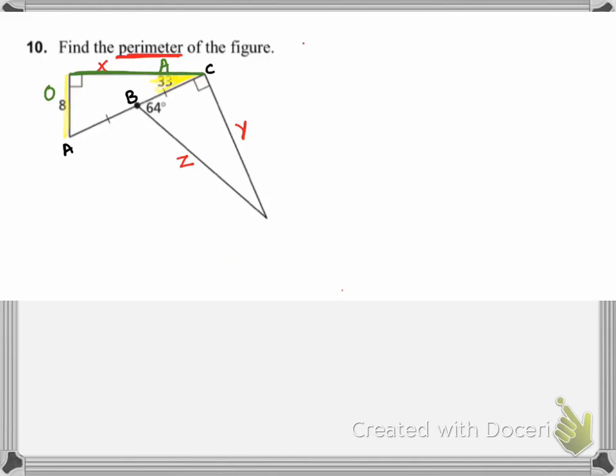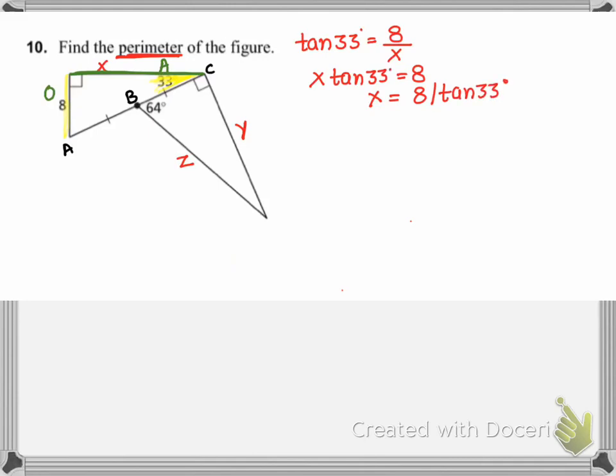I will use tangent 33. That's opposite over adjacent. Opposite is 8 and adjacent is X. Do the cross multiplication, you get X times tangent 33 is 8. Divide both sides by tangent 33. X is 8 divided by tangent 33 degrees.